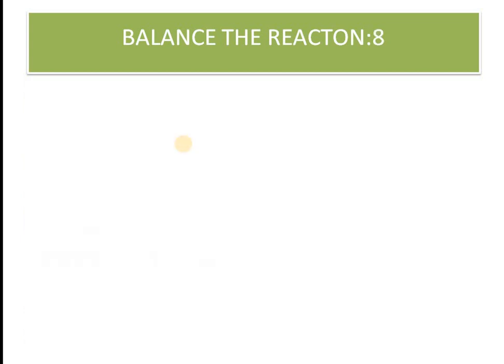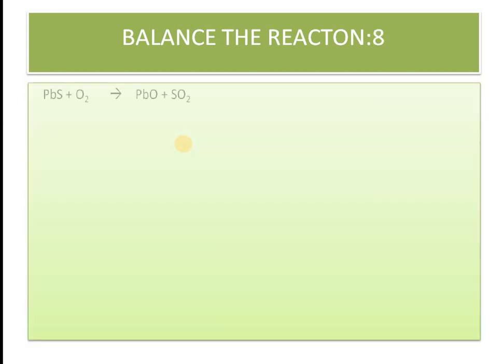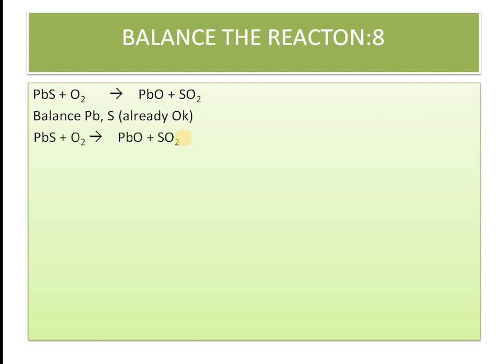Next is reaction number 8. We always have to think which type it is, calcination or roasting. It is a roasting reaction. So link what we studied previously with this. Lead is already balanced, sulfur is balanced. Now we do oxygen balancing. On the left hand side 2 are there and on the right hand side 3 are there. We have to make it 3.